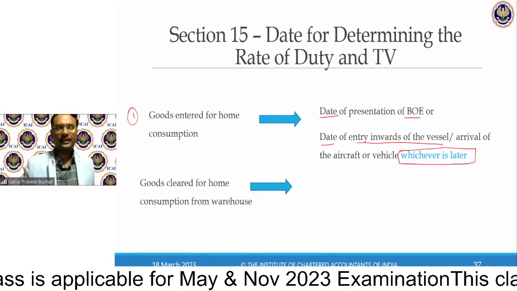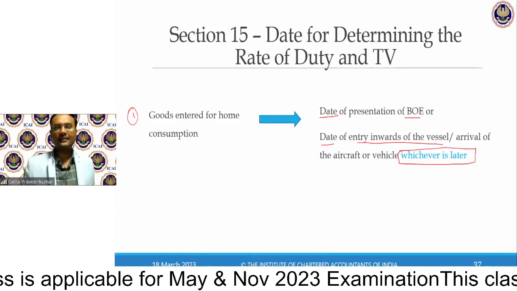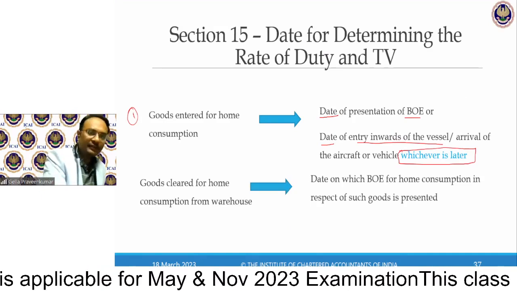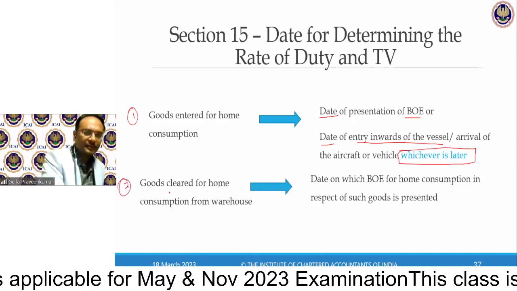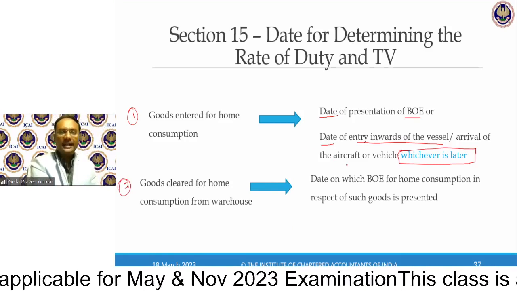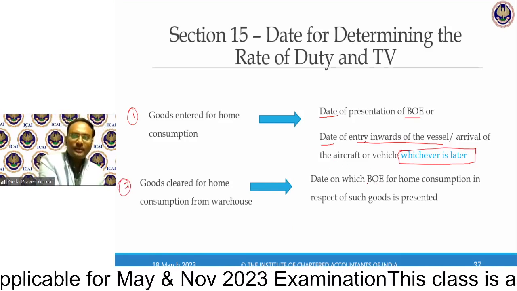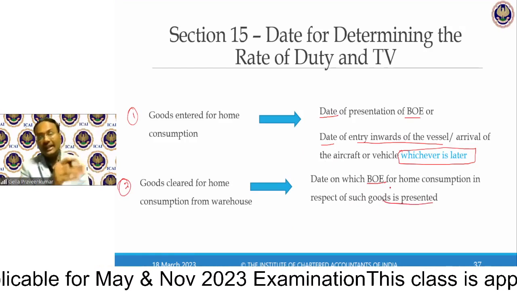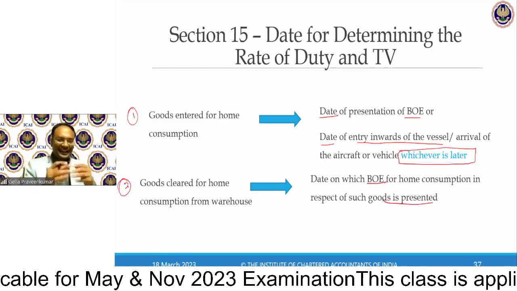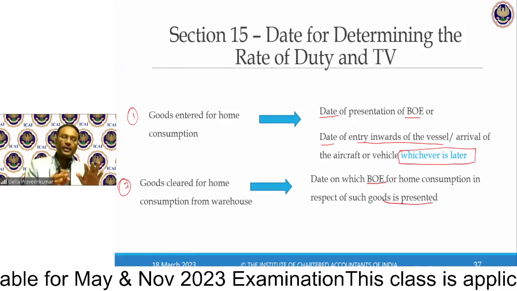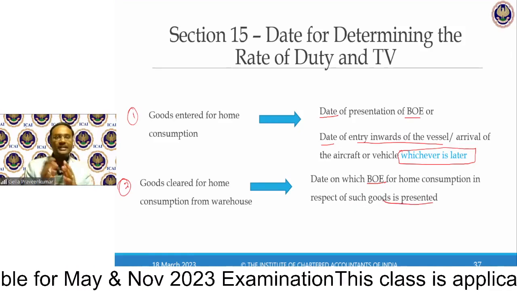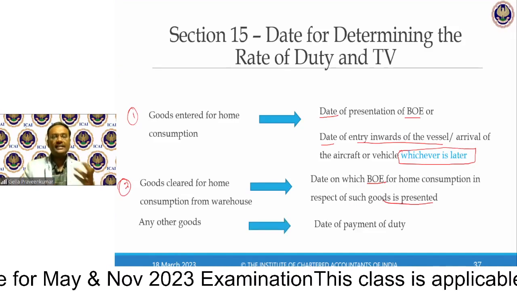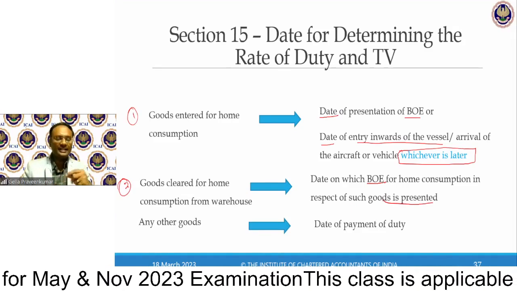Now, we discussed goods cleared for home consumption. Now, goods cleared for warehouse. In case of warehouse, the date on which the bill of entry for home consumption is presented is relevant. The day when you took goods into the warehouse is irrelevant; the rate may be higher, it may be lower. From the warehouse, the day you present your bill of entry, that is the day relevant. In any other cases, the day when you make the payment of duty shall be relevant.